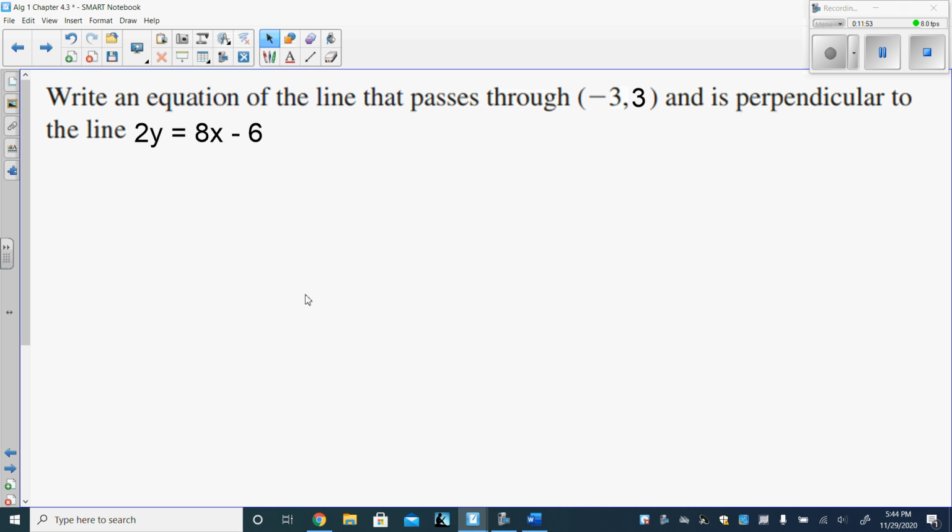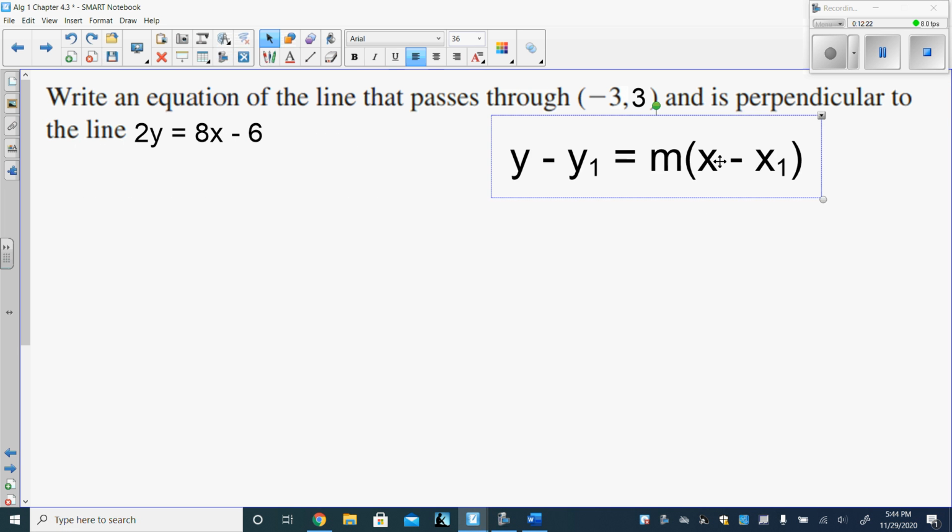So this one here is a little bit different because the line that they gave us is not in slope-intercept form. It's almost, but it's not quite. So what we have to do is change this into slope-intercept form before we can find the slope. So we have to do one more step. But one thing that we do need is we are still going to end up needing our point-slope form also. So we'll grab that here.